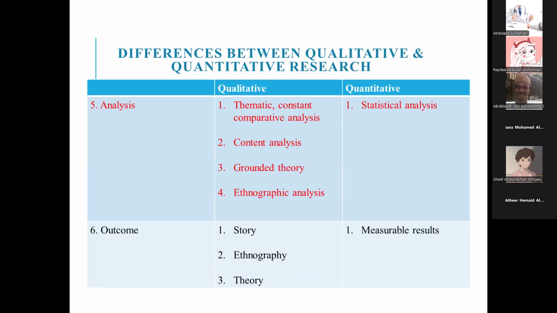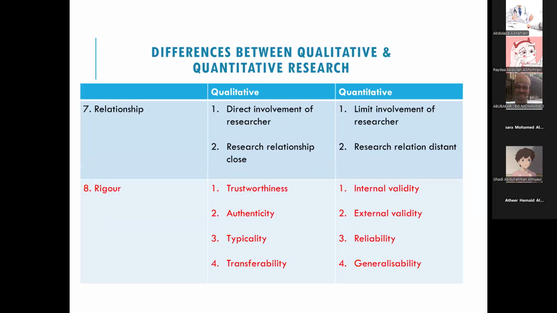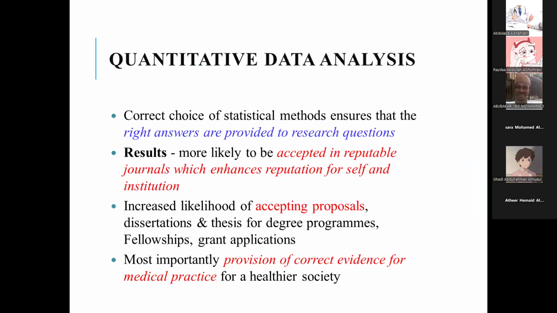Coming to the analysis, we use different analysis methods. If the study you're doing is qualitative, of course, the data you are collecting is qualitative. So you need to do some thematic analysis or content analysis or grounded theory or ethnography as the case may be. But in quantitative science, usually the analysis is statistical. And this is where most of our interest lies. Good. Other similarities or differences are there. You can go through it.